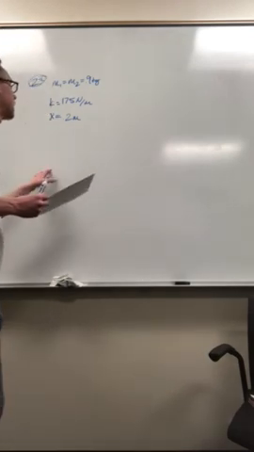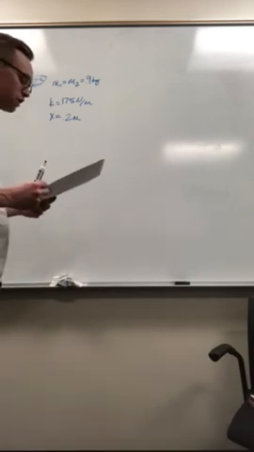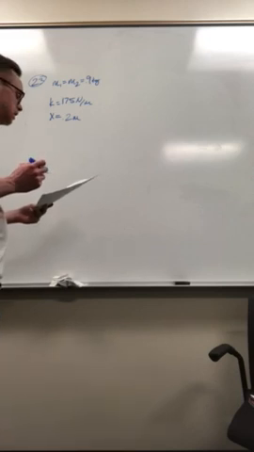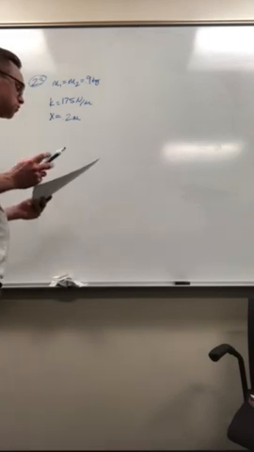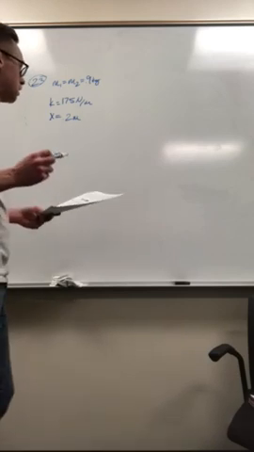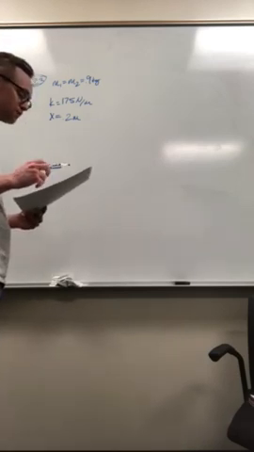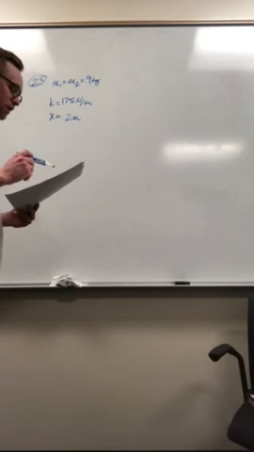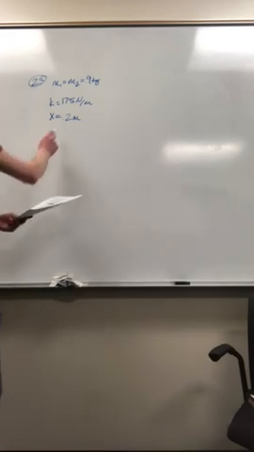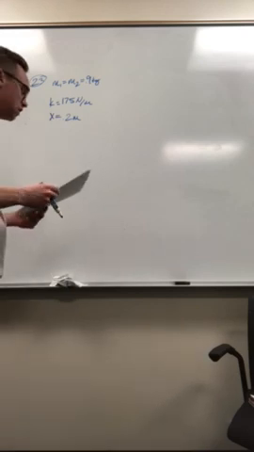So we're given the two masses, which are equal to each other, 0.9 kilograms. The force constant is 1.75 newtons per centimeter, which equals 175 newtons per meter. And the distance that the spring is compressed is 20 centimeters, which equals 0.2 meters.